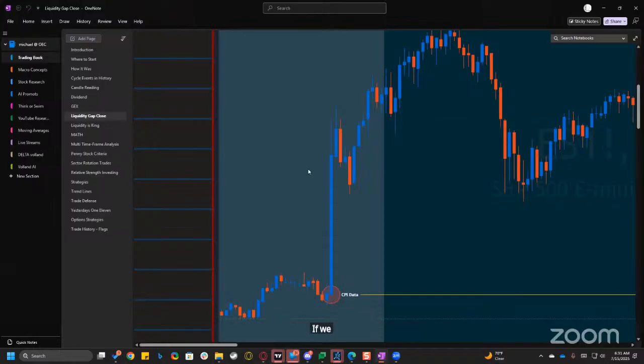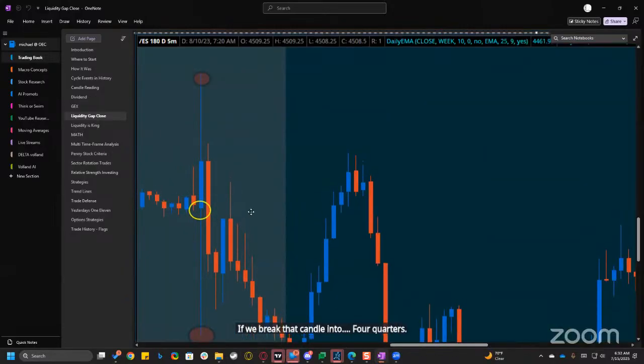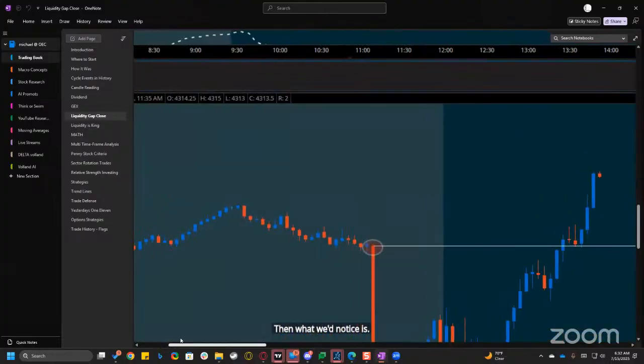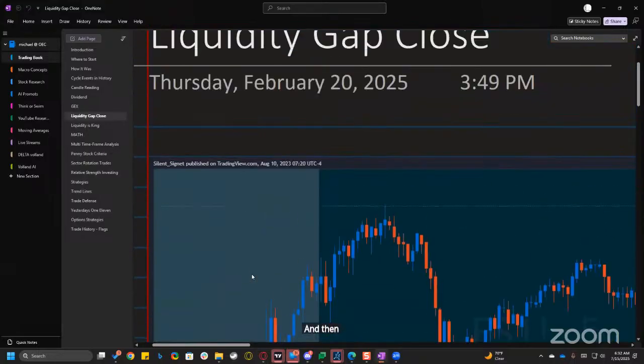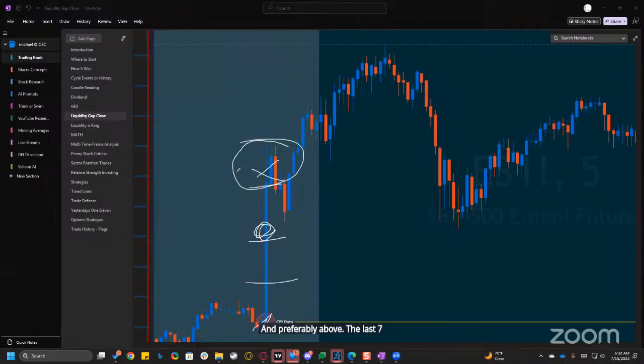If we break that candle into 4 quarters, then what we'd notice is there's the midpoint and then the upper 25% and the lower 25%. So just think of the mid, 75, 25. That's not accurate, but you get the idea. With no wick on the bottom, we want price to close above the 50% and preferably above the last 75%. So we want it to close up here somewhere. Build a base and then work its way down and get the gap closed.